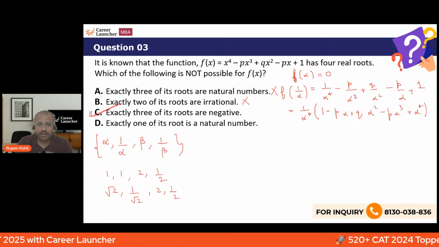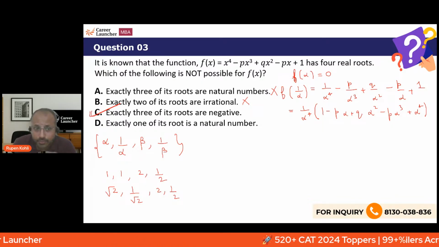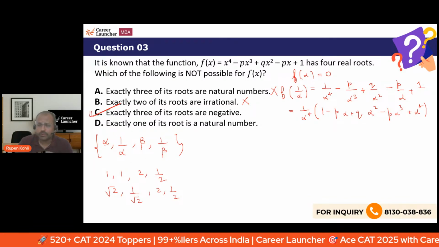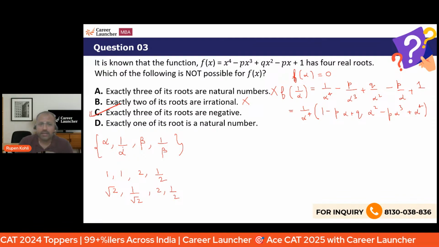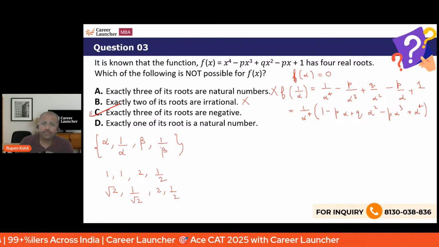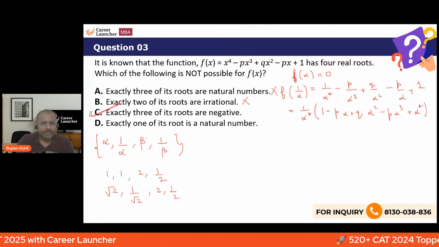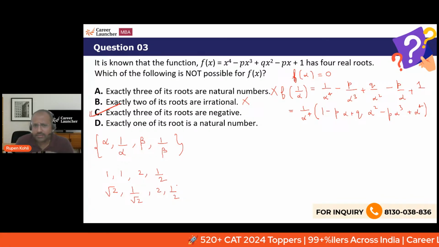You have roots occurring in pairs. One is the reciprocal of the other, right? So either all 4 are positive, or maybe 2 of them are negative. Let's say alpha is -1 or anything, -2, anything, and beta is positive. Then 2 are negative, or all 4 could be negative. Exactly 3 roots being negative, never possible, right? Exactly 1 root, option D, yes. So that is also possible. So that is also not my choice.